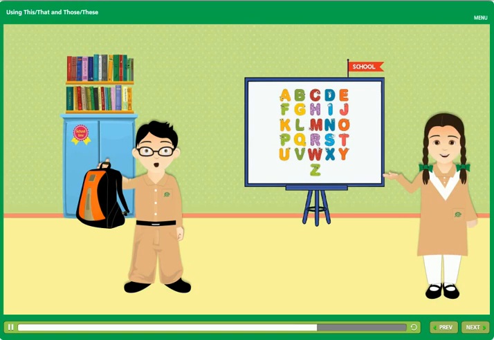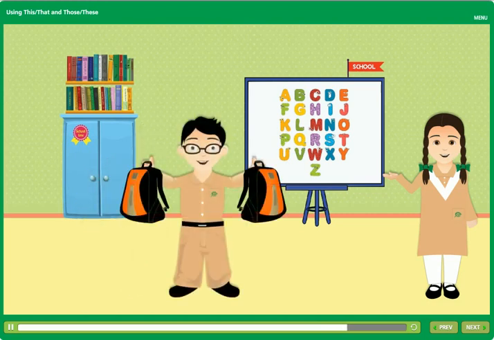Amal, can you make a sentence about the bag? This is a bag. No, you will use that because you are not near the bag. That is a bag. Now what will you say? Those are bags.